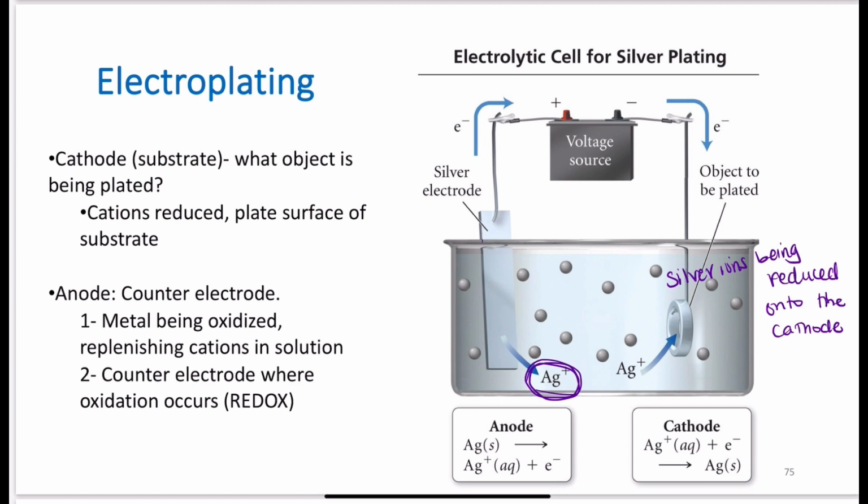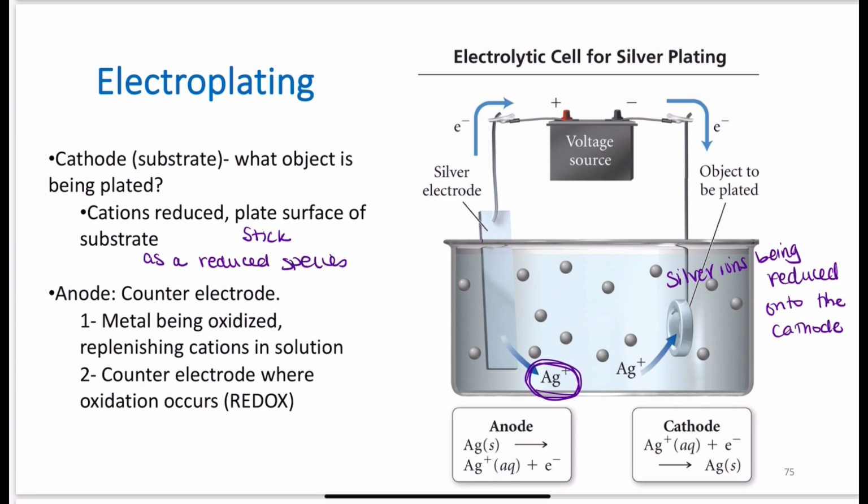Your cathode is what we call your substrate. It's what object is actually being plated, what I'm putting things onto. Cations are reduced at the surface, and those cations plate onto or stick to the surface of the substrate as a reduced species.